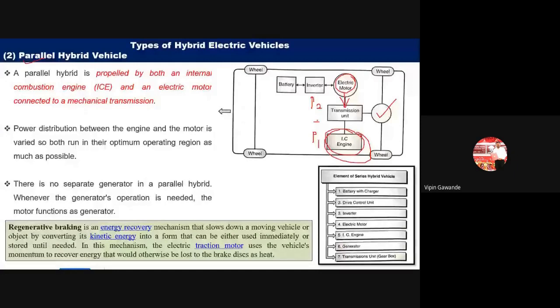So we are using both the powers here, P1 and P2. Now at the same time, in both the vehicles, we are using regenerative braking. Regenerative braking means what? When we apply the brakes on the vehicle, the vehicle slows down. When the vehicle slows down, that energy is converted into heat. It is kinetic energy. So it is that braking system.